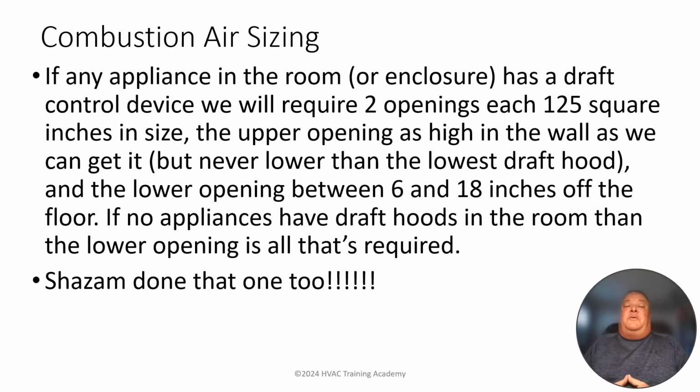If the appliance in the room or enclosure has any draft control device, that requires 2 openings at 125 square inches each: the upper opening as high in the wall as we can get it, but never lower than the lowest draft hood, and the lower opening between 6 and 18 inches off the floor. In this case, no appliances had any draft hood, so we only need the lower opening. So, Shazam, we're done that one too.